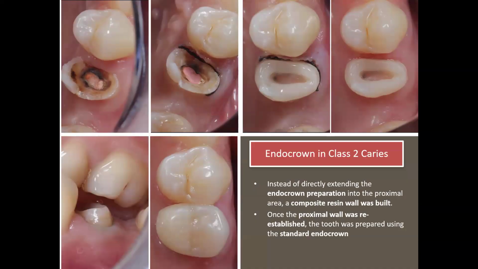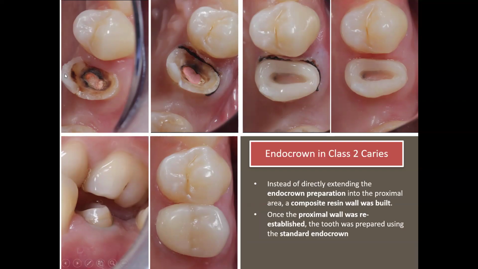The earlier picture that was shown was a class 1 cavity. So when you think about doing a class 2 cavity, instead of directly extending the endocrown preparation in the proximal area, a composite resin wall was built up in the lost marginal ridges. So once the proximal wall is re-established, the tooth preparation was done using the same procedure that I have mentioned to you in preparing an endocrown.